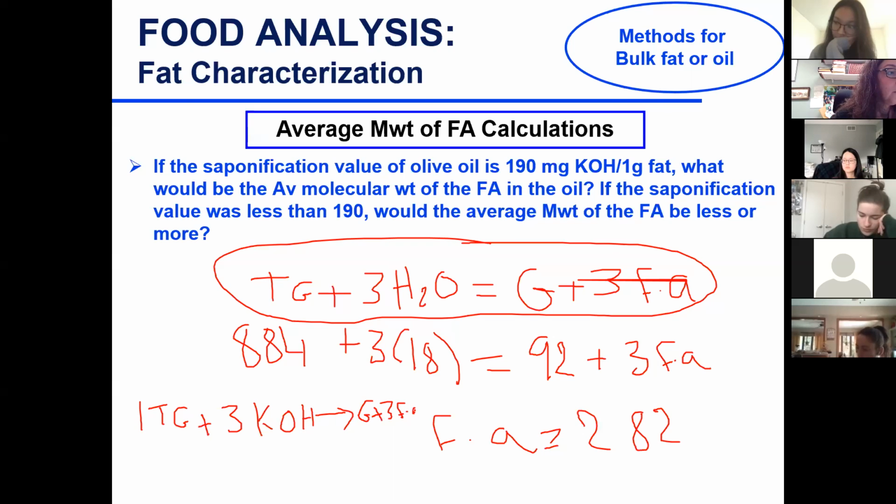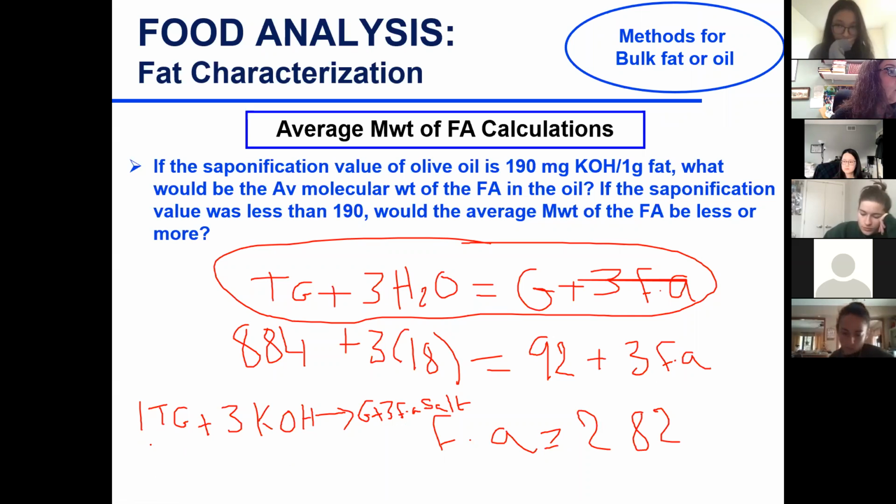You have to remember that 1 mole reacts with 3 moles of KOH because 1 triglyceride has 3 fatty acids. So in saponification, you break down the triglyceride into glycerol and 3 fatty acids. So you need 3 moles of KOH. So you just have to remember that principle.